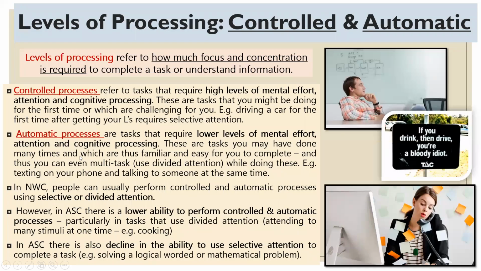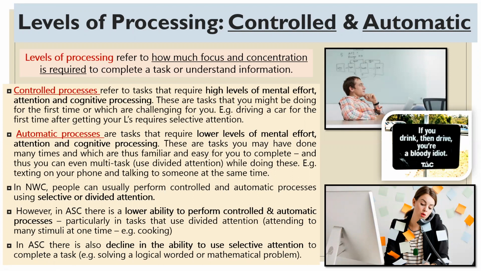So I just talked about controlled processes and automatic processes. Now, in general, what is processing about? The levels of processing that we use basically refer to how much attention or focus we put into a particular task, or how much attention or focus we put to understand something.